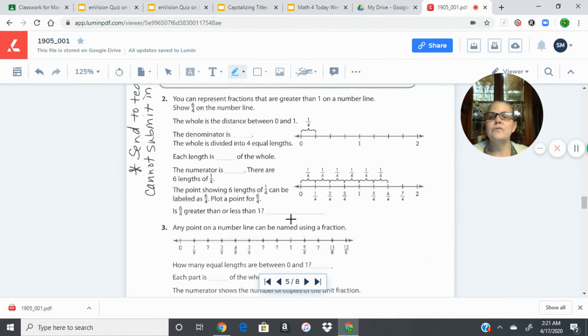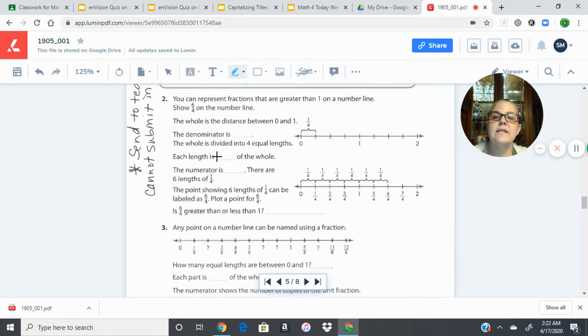Number 2 says you can represent fractions that are greater than 1 on a number line. Show 6/4 on the number line. The whole is the distance between 0 and 1. This is 1 whole. This is 2 wholes. The denominator is, so what's our denominator? You write that here. The whole is divided into 4 equal lengths.